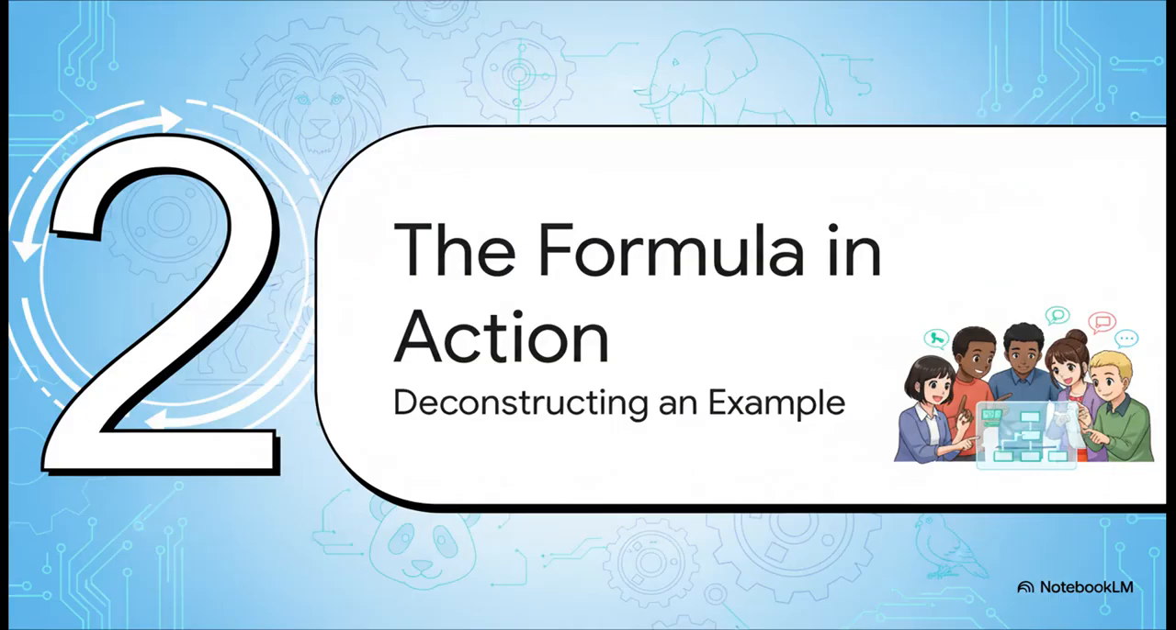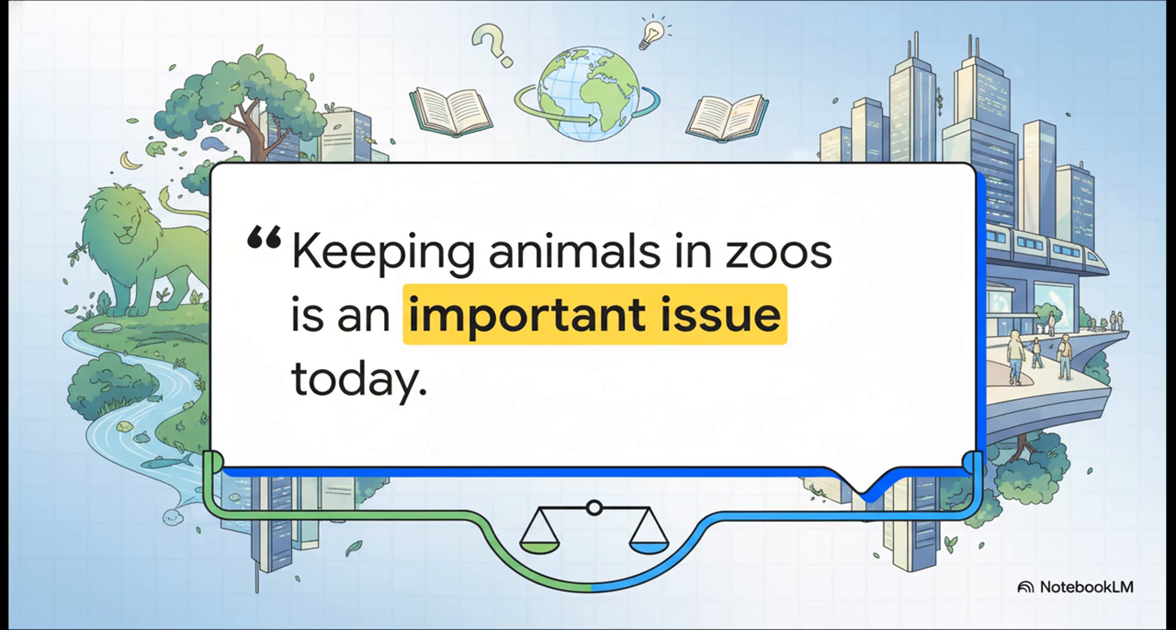Okay, so theory is one thing, but seeing it in action is way better. We're going to take apart an introduction for an essay question about keeping animals in zoos. Let's really see how this formula gets built line by line. So this is our first line, the general statement. Just notice how neutral that is. It doesn't take a side, it doesn't argue anything. It just states a simple, undeniable fact that sets the stage for the topic. That's all you need to do.